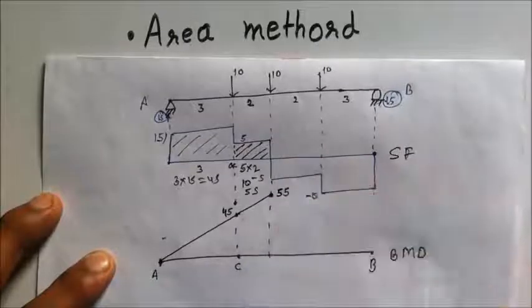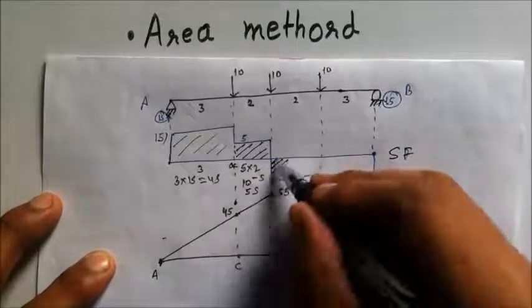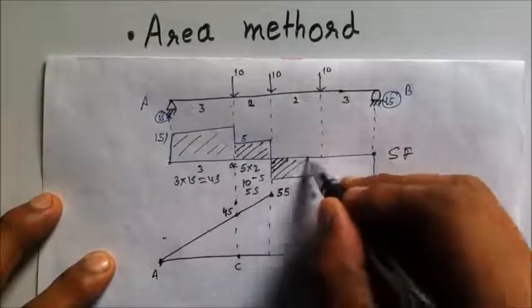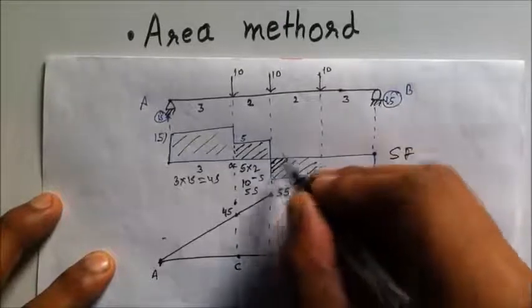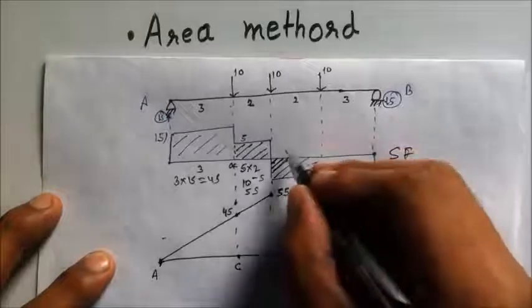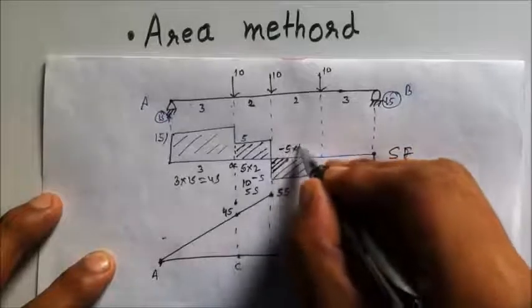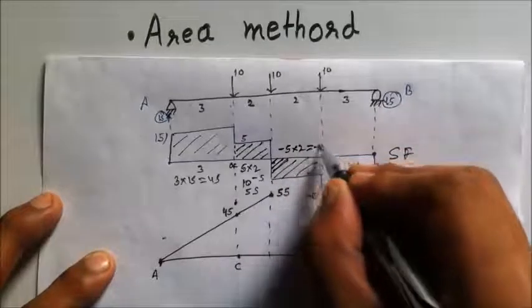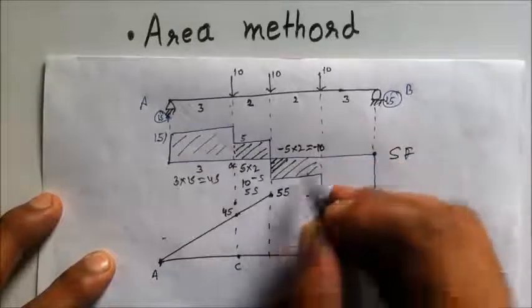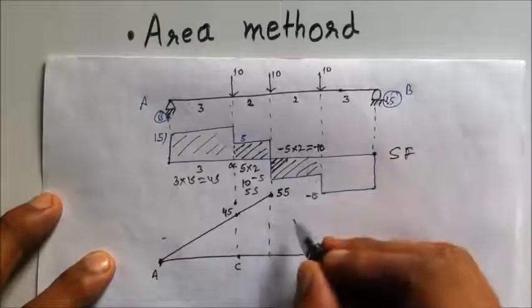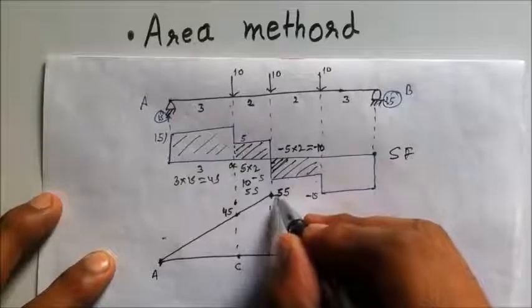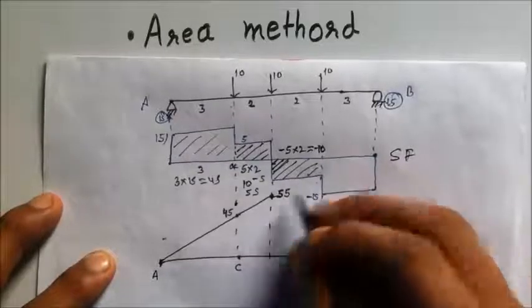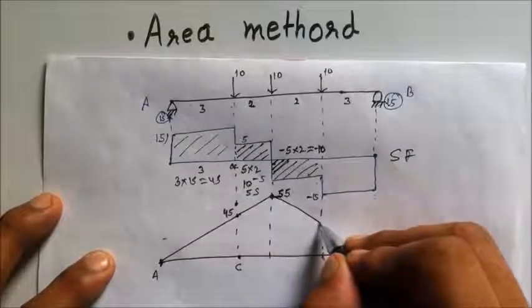Coming up to the negative side of the rectangle, now coming up to the negative shear force, I am having a rectangle which has a height of -5 and a width of 2, so it will be -5 cross 2, that will be equal to -10. Now I will be subtracting my 10 from 55, that will be 45 again, so I will be going to this point and it will be 45 again.